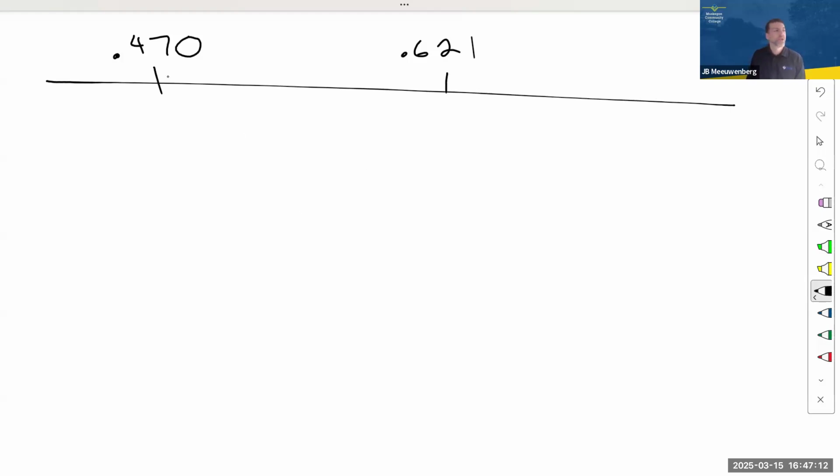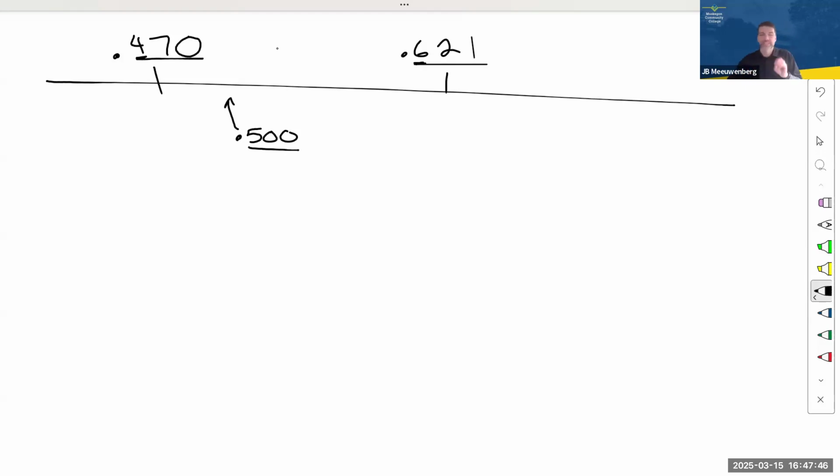It could be all sorts of numbers. Because the tenths places are different, 4 and 6, we could just go with the tenths place that's between 4 and 6, which would be 0.5. Or, to help us see this a little better, since these were both written to the thousandths, 470 and 621, we could put 0.500, 500 thousandths. So again, a couple of different ways to see that.